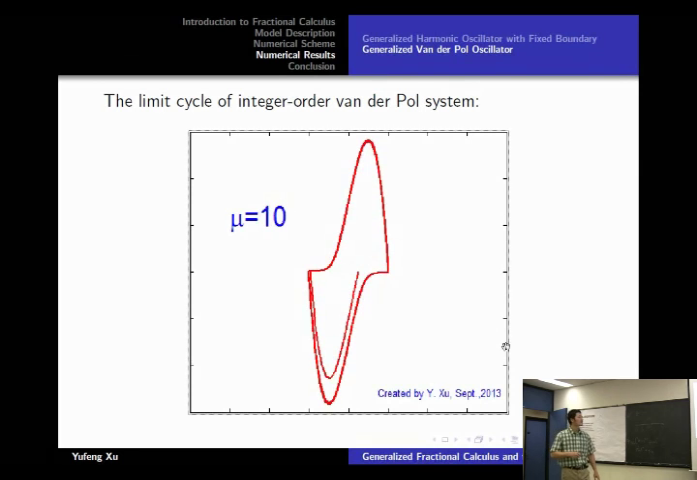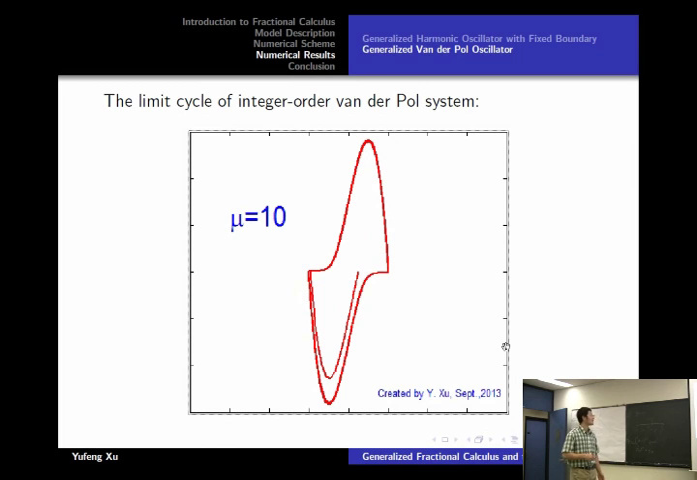This is the limit cycle. This is one typical limit cycle of the wonderful system. Okay, I let mu run from 0 to 10. Then we can see that the shape of the limit cycle is going to change.